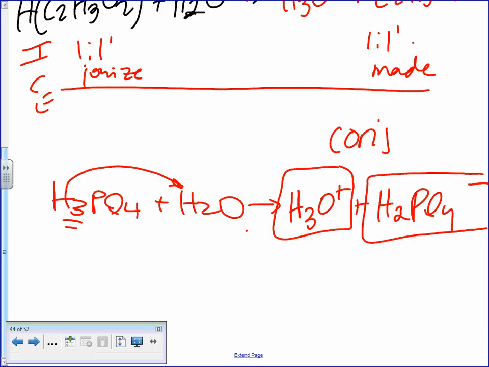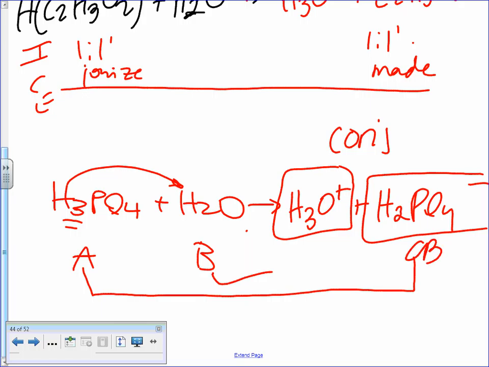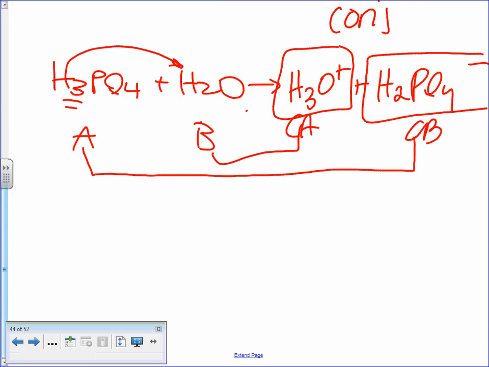Which one's the conjugate acid? Right, because in this case, this acted as the acid, this acted as the base. Acids make conjugate bases, and bases make conjugate acids. Okay, so this is the conjugate base. That's conjugate base 1. And then actually this can successively ionize 3 times, because there's still more H's there to be dropped off.